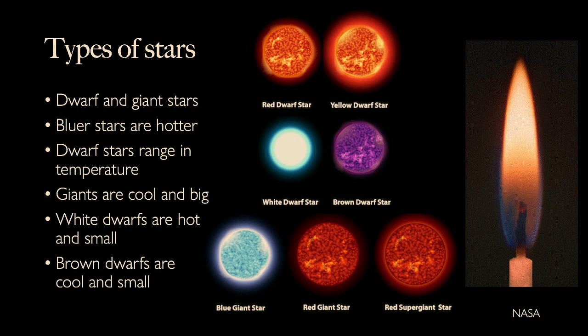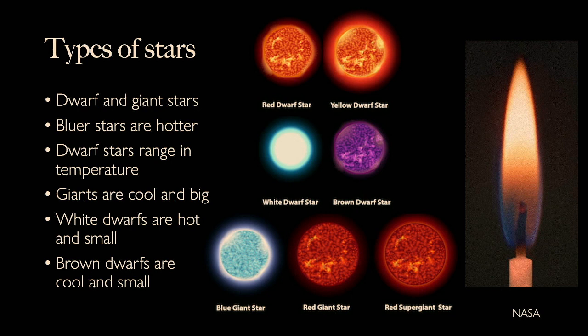In general, giant stars are cool and also very big. The red giant and red supergiant are these massive red stars. But like a candle flame, their outer reaches are actually fairly cool in comparison to the outer reaches of a star like the sun, or especially Sirius A, as we were seeing earlier.